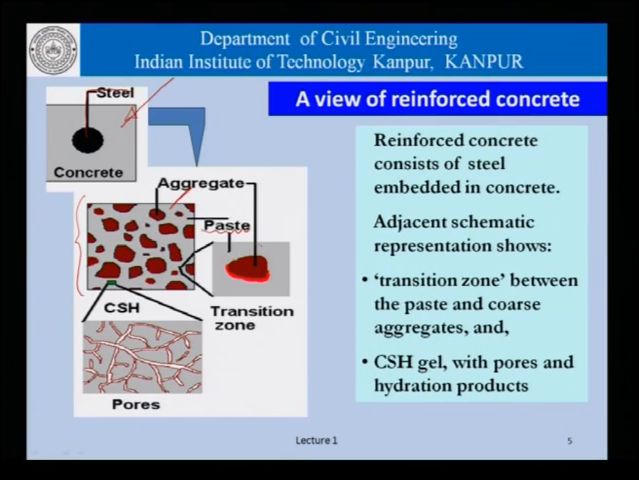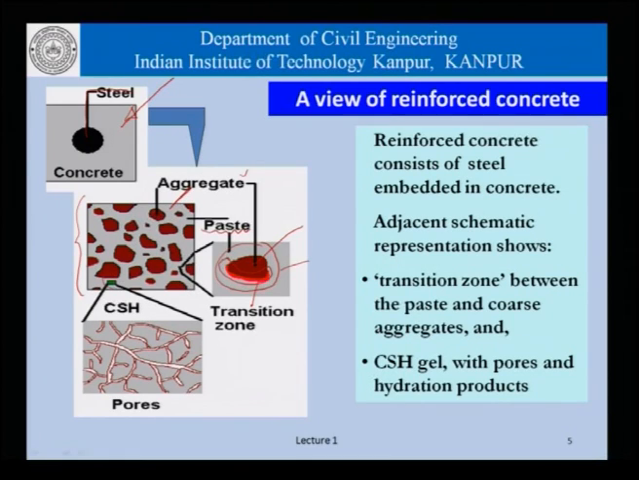If we look at the neighborhood of a small particle, we have the aggregate particle here as shown, and this is surrounded by paste. However, in this small zone here, there is the so-called transition zone, and this transition zone, as we shall see later on, plays a very important role in determining the properties of the concrete.